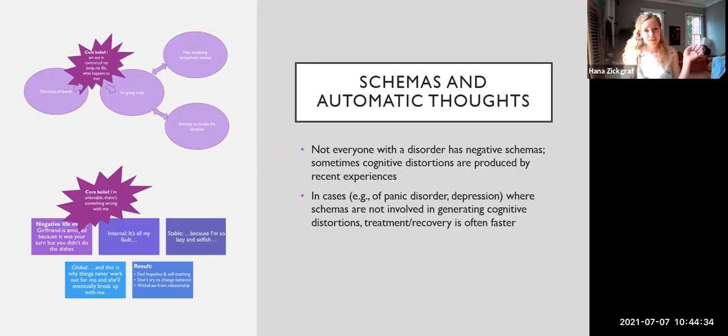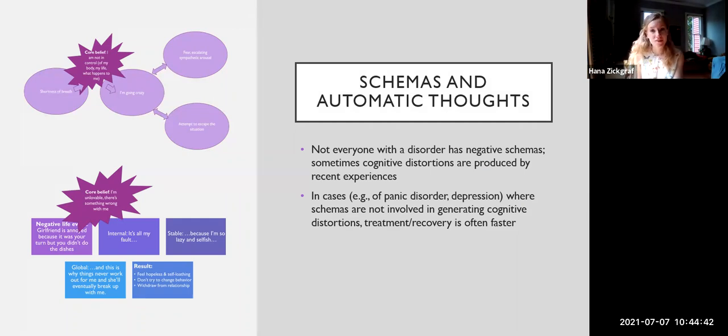So just getting back to other disorders for 1 second, not everyone with something like panic disorder or depression has negative schemas from childhood. Not everyone with these disorders has these core negative beliefs about themselves, other people, and the world. In some cases, the automatic thoughts that perpetuate anxiety and depression can be generated by cognitive distortions that arose in response to more recent life events. And when automatic thoughts and cognitive distortions aren't activated by negative schemas, it actually makes cognitive behavioral therapy go much faster and response to treatment more rapid.